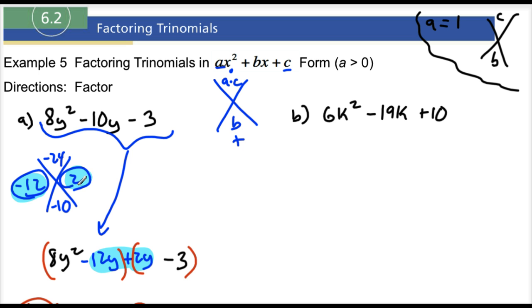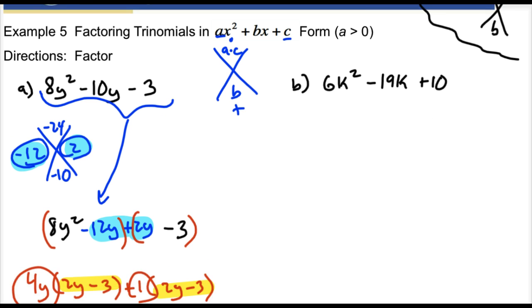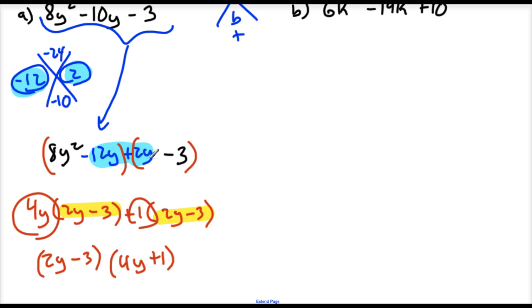All right, so then what I did was I rewrote my original problem, and I dropped down the 8y squared, I dropped down the -3, but instead of writing negative 10y, I wrote negative 12y plus 2y. See right here? All right, and then I factored this whole guy by grouping and doing all that work. I got this right here. And if you really want to make sure that this is correct, you can go ahead and multiply this all out. All right, and then you can verify that the answer was correct, because you should get 8y squared minus 10y minus 3.